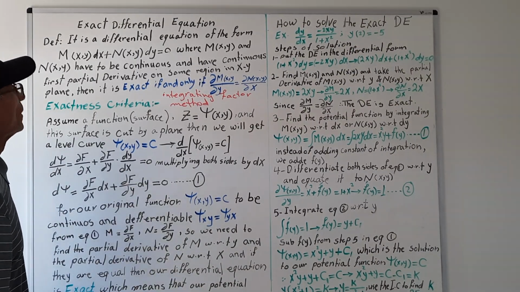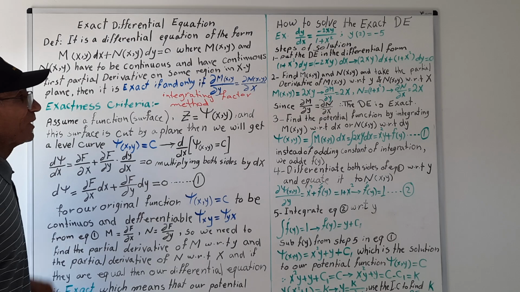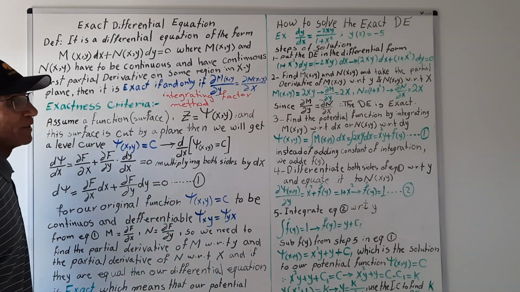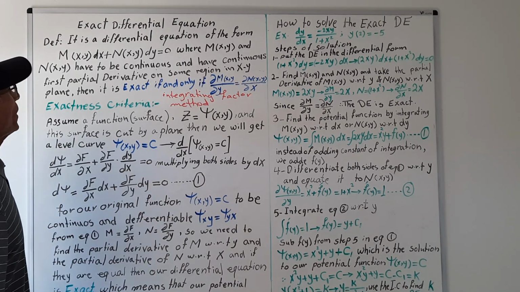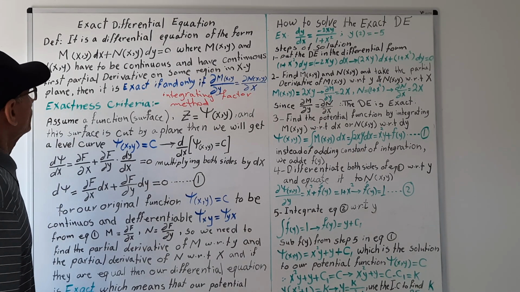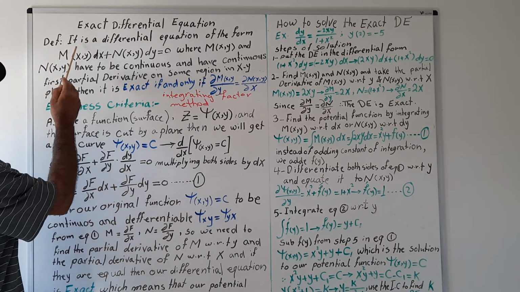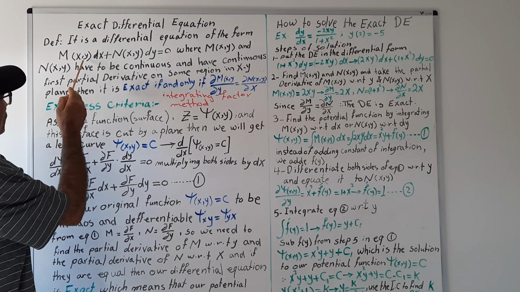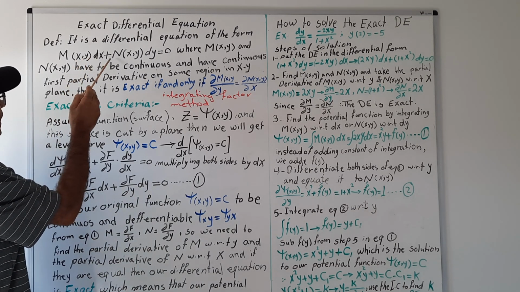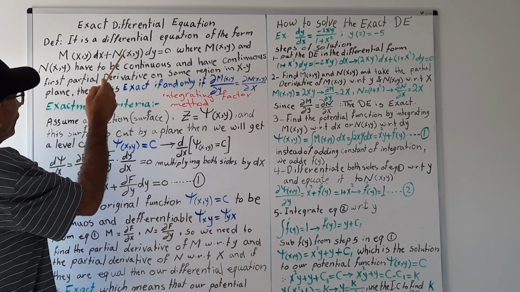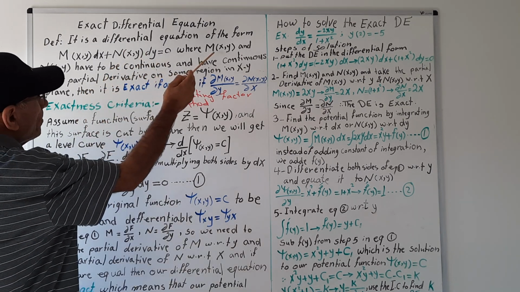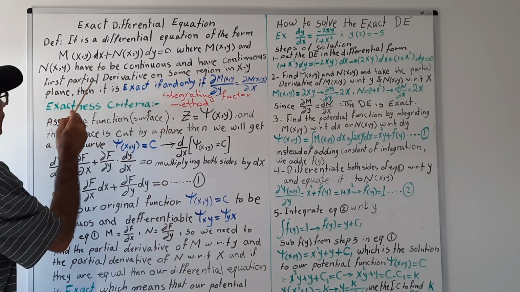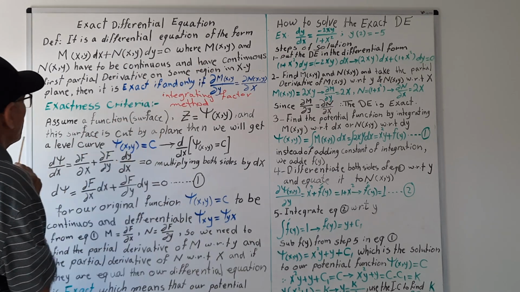Today we will talk about the exact differential equation, which is the last type of first order equation. And the definition: it is a differential equation of the form M(x,y) dx plus N(x,y) dy equals 0, where M and N have to be continuous and have continuous first partial derivatives on some region in the xy plane.